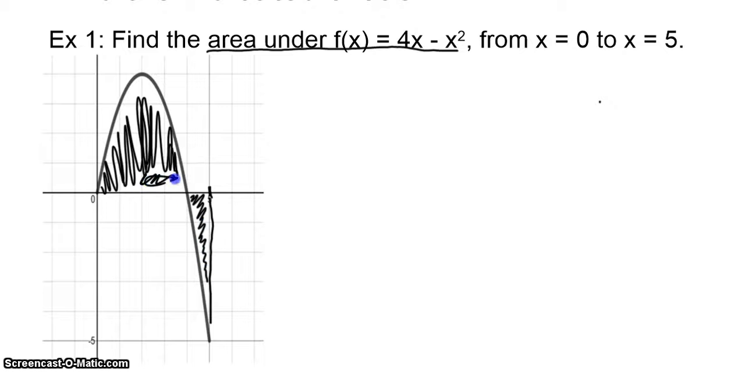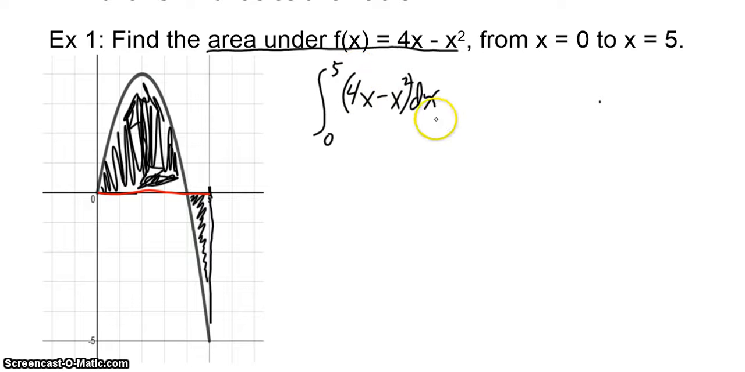Now, when we've looked at this before, again, area under is always with respect to the x-axis. So when you think under, you may think all the way just to the x-axis. But this is nice because the area under the curve is just the definite integral from 0 to 5 of the function 4x minus x squared dx. Again, your heights times your base, and now just find the definite integral.